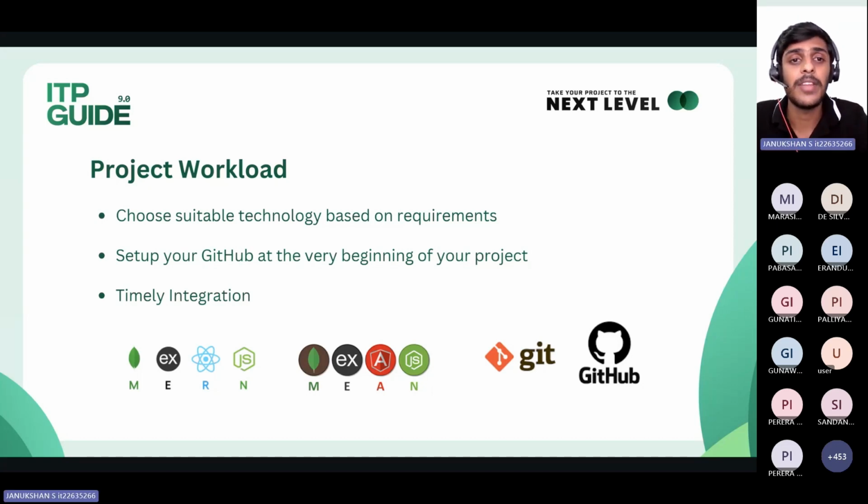A very important thing is setting up your GitHub. Setting up your GitHub at the very beginning is important to keep your work safe and tracked. It doesn't matter if you don't have any prior experience in Git or GitHub because it's very normal. In our time, we were also not aware of Git and GitHub. So don't worry. You will have some sessions regarding version control tomorrow, so you can get to know about that.